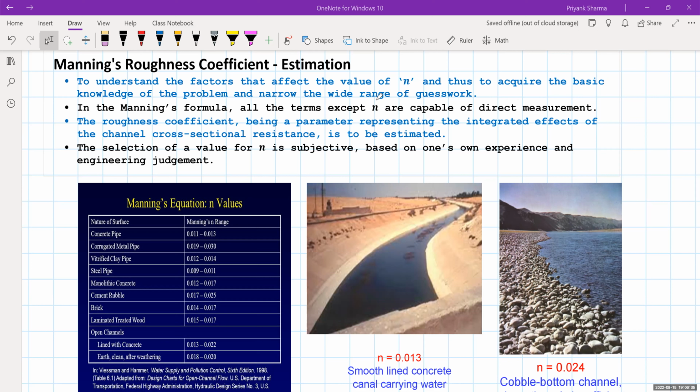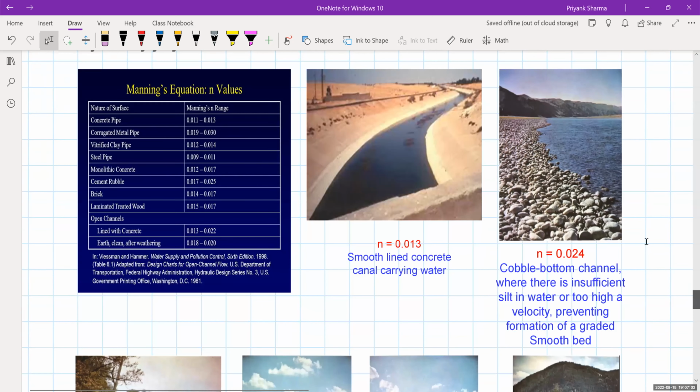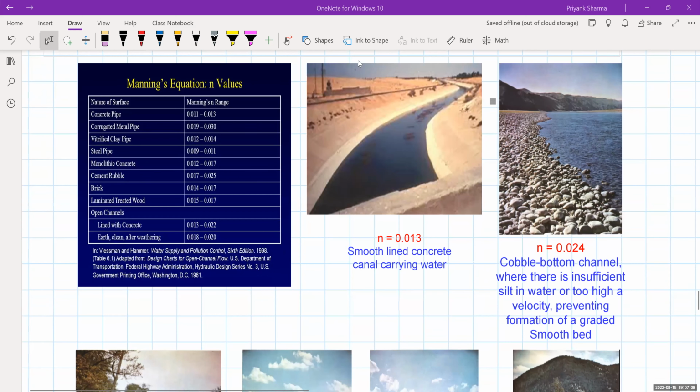So a laboratory channel is usually a glass channel. For that, we'll find the value of n. The roughness coefficient represents the integrated effects of the channel cross section and resistance, and it will be estimated. Usually the estimation of n is somewhat subjective, based on one's experience or engineering judgment based on the site conditions. Here, there are some readily available tables which give the Manning's n value. If we don't have any values, based on this table we can judge.